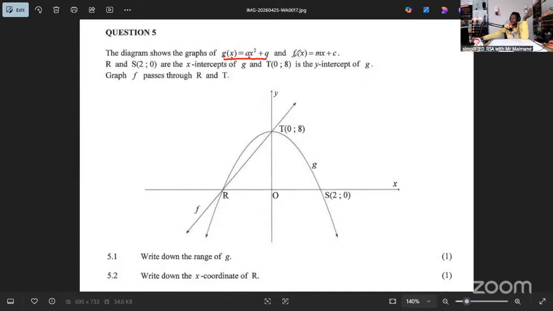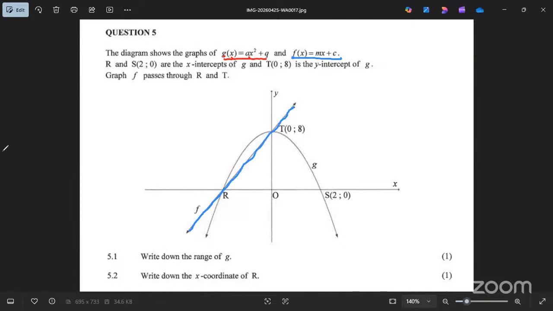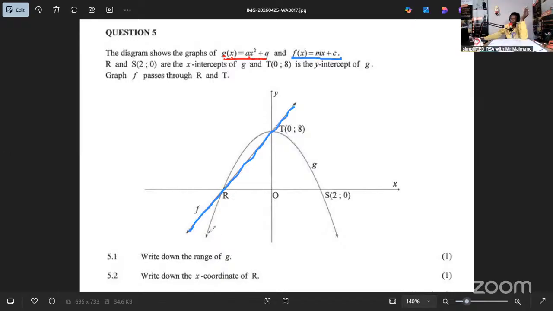In this regard, this is what's happening. You have two graphs in one Cartesian plane. You have a straight line, y equals mx plus c, because we know that's the standard form of a straight line, right? And then you have the curve, the red one.